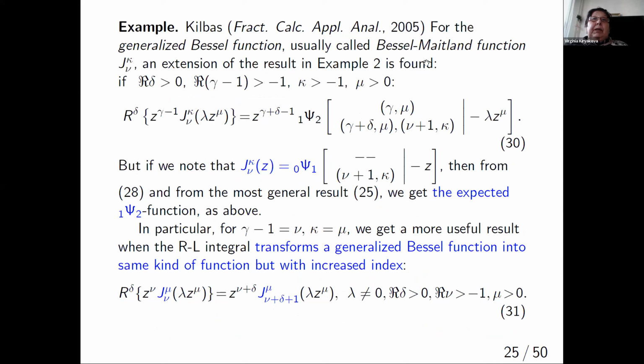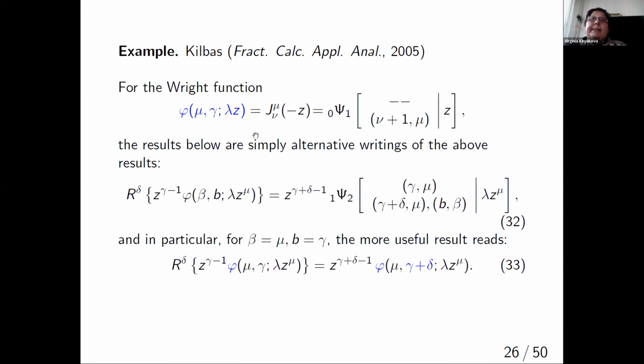Also Riemann-Liouville operators of Bessel-Maitland functions. Then next slide. The same follows for the classical Wright function when the Riemann-Liouville operator is taken, and you see in 33, the last equation, that the Wright function with the indices mu and gamma goes to the same kind of function, but gamma is increased by the order of integration delta.